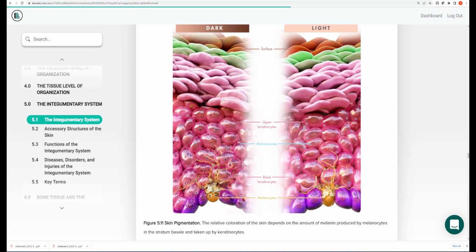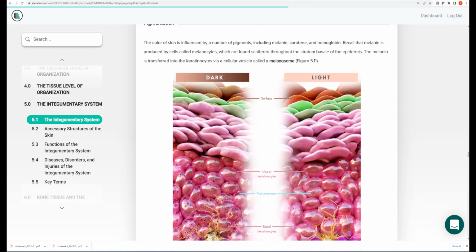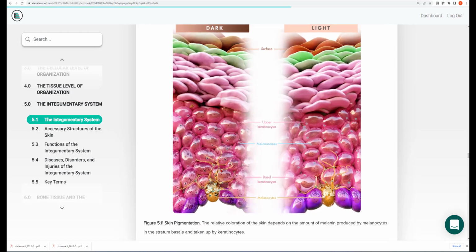So here again are the stratum basale cells, those basal cells. Here is a melanocyte, and the melanocyte is releasing little packets of color, right? These little melanosomes. So the suffix "some" is a body-like structure, a little capsule, almost like a little vesicle filled with melanin. And those little capsules of melanin, as you can see, are being released, and they're carried with the cells up through the epidermis.